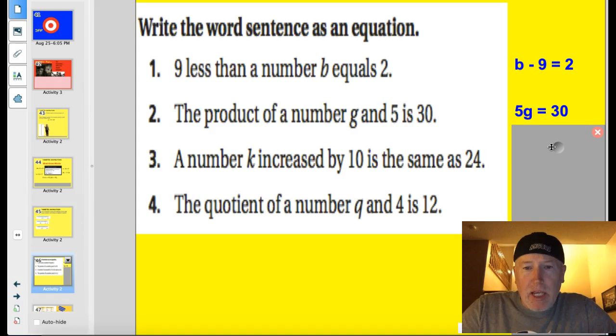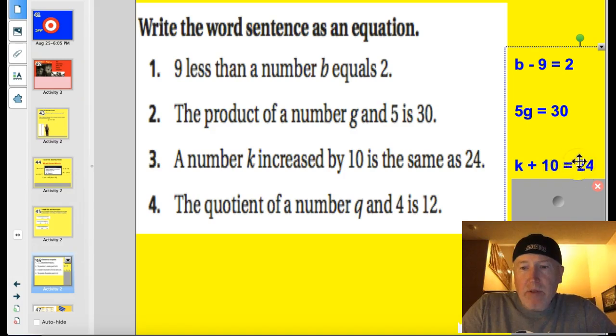A number k increased by 10 is the same as 24. What do you think? Here's the k, increased by 10, equals 24.